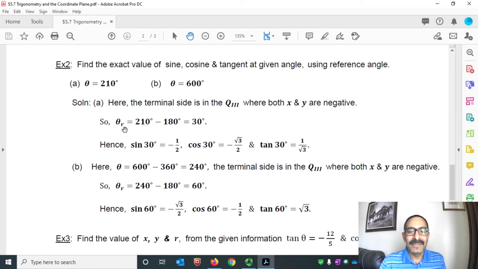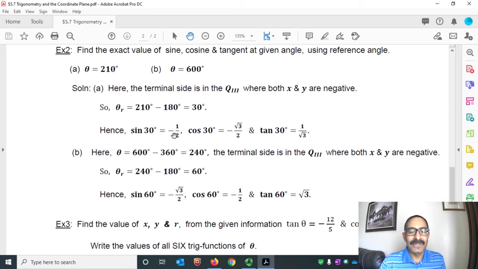So here the reference angle theta_r equals 210 degrees minus pi, which means 180 degrees, which turns out to be 30 degrees. So instead of computing sine 210, now we compute sine 30 degrees, but keep in mind we are in the third quadrant, so sine will be negative. So here sine 30 degrees equals negative 1/2 in the third quadrant. I hope this idea makes sense to you all.